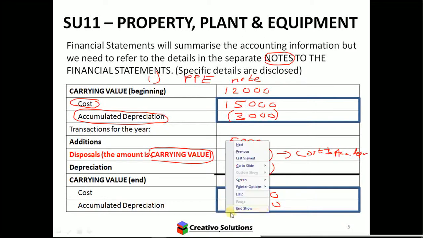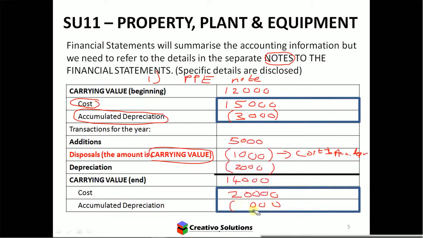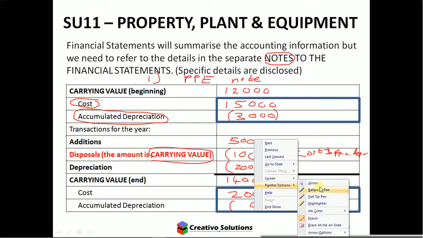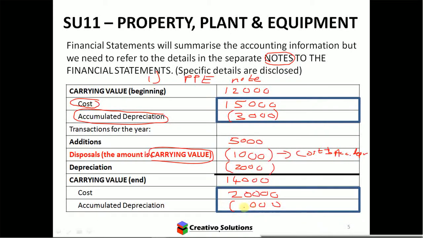Okay, so the accumulated depreciation here needs to change. Okay, it's going to have to be 6. Okay, just to make the numbers tie up. Okay, let's just check the numbers. 12. 12 plus 5 minus 3 is 14. That's 14. 20 minus 6 is 14. Yes. Okay, so the numbers tie up. Okay, just so we have a note that's accurate.